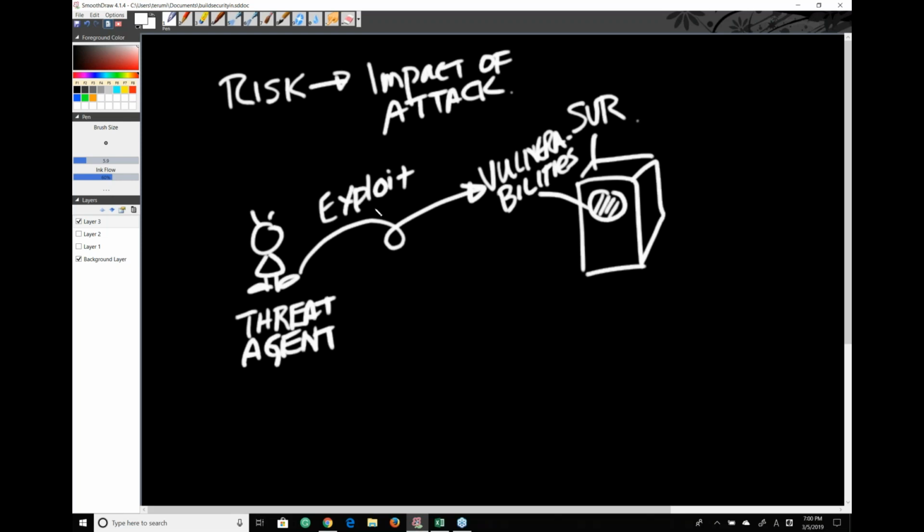In order for this to happen, though, this is not enough. There must be, here it is, like a little hole here, and that is an exposure. The vulnerability must be exposed to the threat agent in order for it to be exploited. The exposure and the contact to the vulnerability does not have to be a direct one. It could be an indirect one.